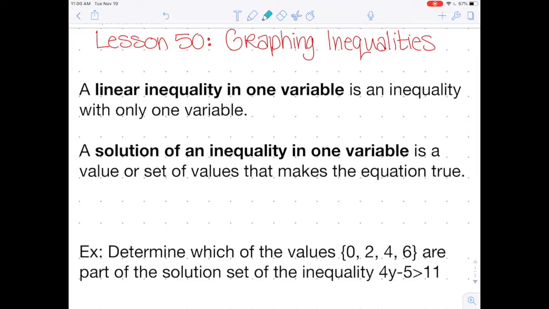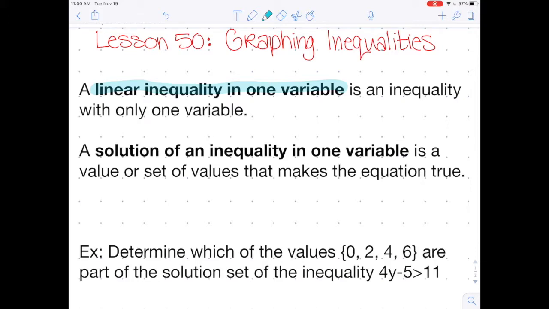Okay, so lesson 50 is all about graphing inequalities. We've worked with inequalities before. There are things like x is greater than 5. Today we're going to work on linear inequalities in one variable, which just means that it's an inequality that only has one variable in the equation.